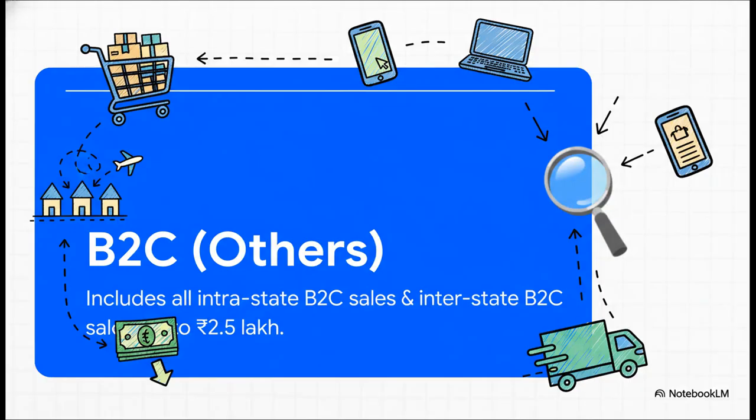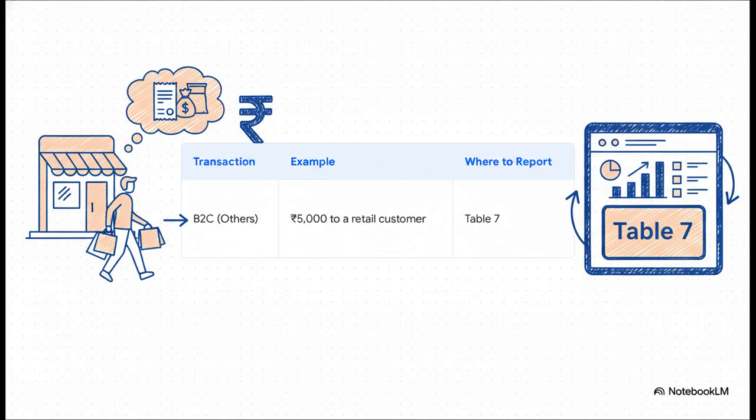So you're probably thinking, okay, what about everything else? Well, all your local retail sales, plus any of those interstate sales to consumers that fall under that 2.5 lakh limit, they all get bundled together in one big bucket called B2C Others. For a lot of businesses, especially if you sell online, this is where most of your sales are going to end up. A perfect example is a simple 5,000 rupee sale to a local customer who just walks into your shop. That transaction, along with all your other smaller consumer sales, gets consolidated and reported together in Table 7.